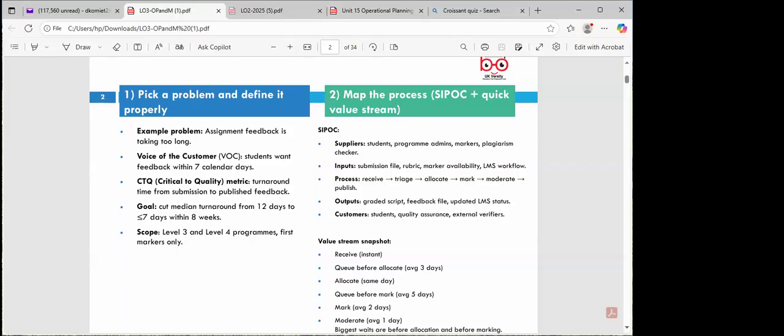The voice of the customer, students, want feedback within 7 calendar days. Critical to quality, metric: turnaround time from submission to published feedback.